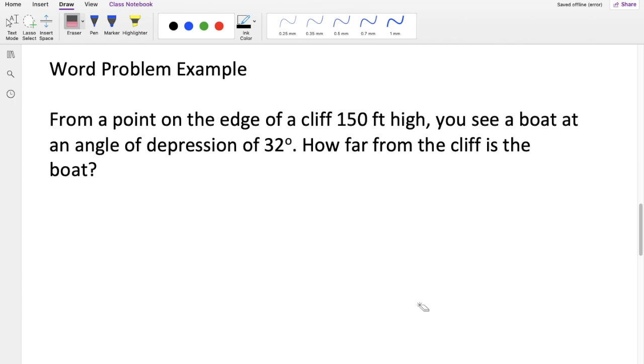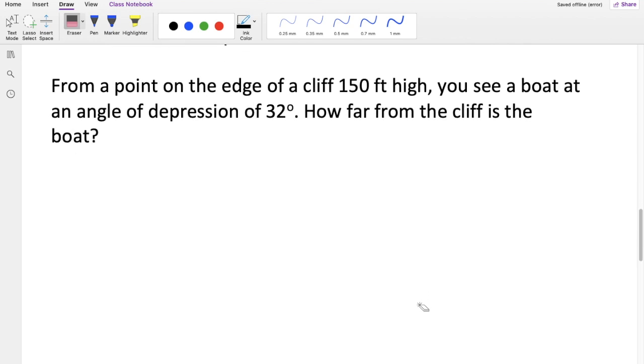So our first example says, from a point on the edge of a cliff 150 feet high, you see a boat at an angle of depression of 32 degrees. How far from the cliff is the boat? So we can look at that. Again, the first thing that you should do is sketch a picture, and I mean sketch an actual picture. So here we go. Here is my cliff. We got a little sea going on, and here is my lovely boat.